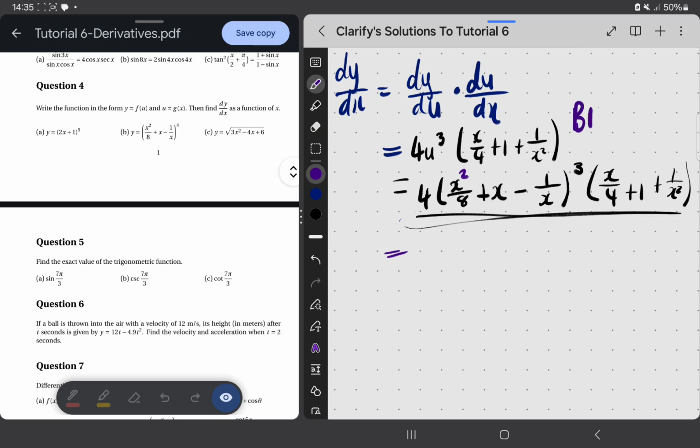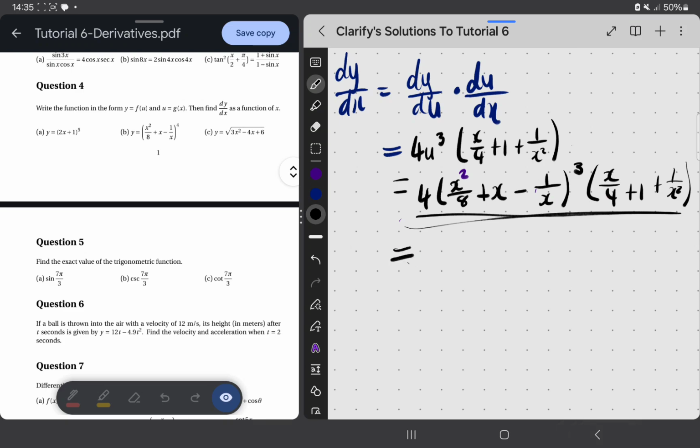BIDMAS says brackets, then indices, then division, multiplication, then addition, subtraction. It's the order of operations. Start with the brackets, things inside the bracket, which means you have to simplify, then indices. Indices, which are the powers, come before multiplication. So anyway, that is it. You're done. You can leave it in this form. It is still acceptable. You can have this solution.